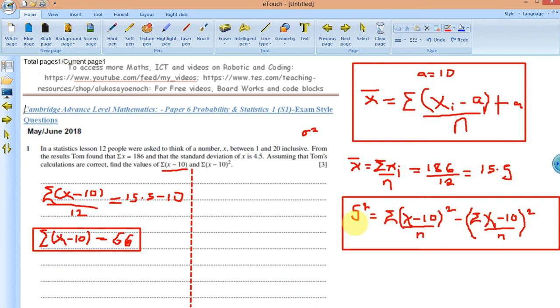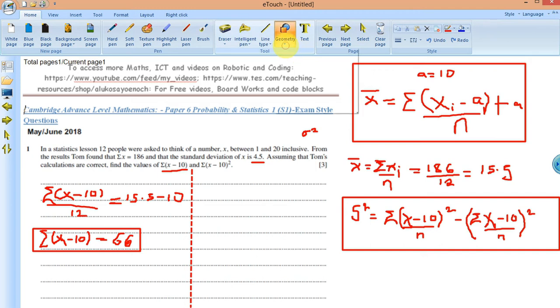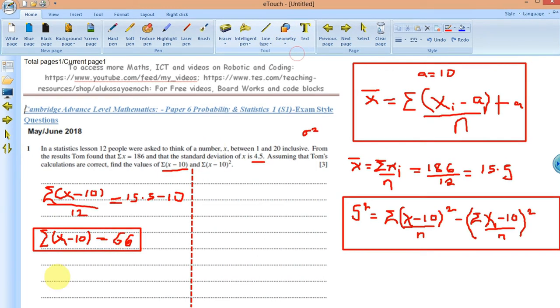And don't forget that this is actually the variance, and it's given already here. Sorry, standard deviation. So the standard deviation is given, but we already know that, where can I put that now? Let me just put it here. Sorry about that. I'm just trying to manage my board.